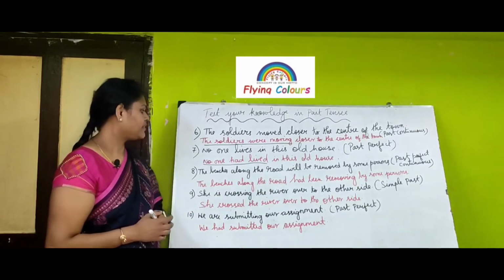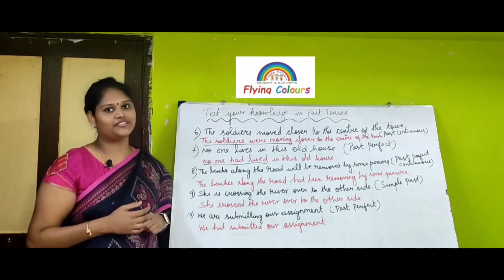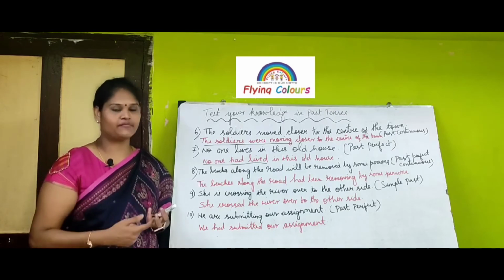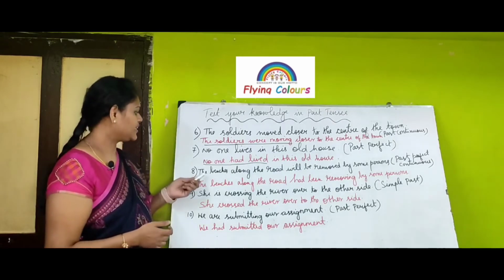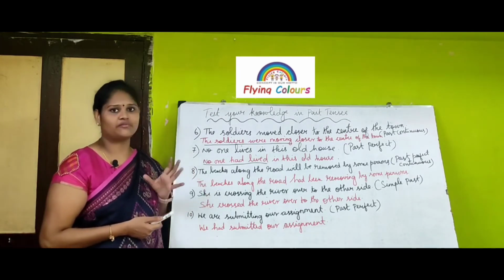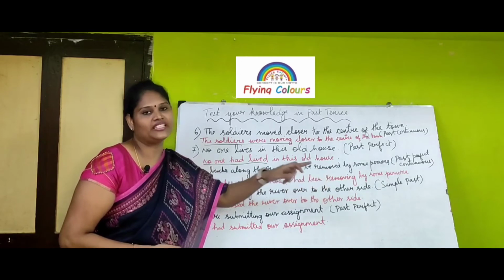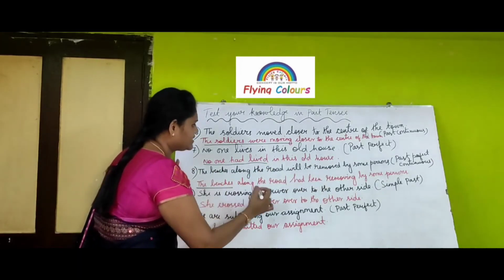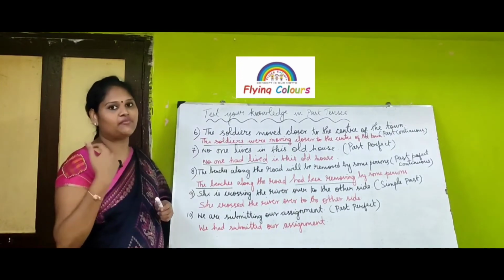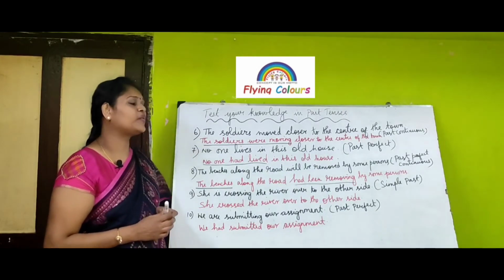Next sentence, the benches along the road will be removed by some persons. You should change this into past perfect continuous tense. Here past perfect continuous tense formula is subject plus had plus been plus present participle. Subject is the benches. So plural subject, it may be any subject. If you see perfect tense, it may be any subject. The subject is the benches plus had plus been plus removing. Removing is the present participle. So benches is the subject, had been removing. In this sentence, the past perfect continuous tense is benches had been removing, right? Let me read this sentence for you. The benches along the road had been removing by some person.